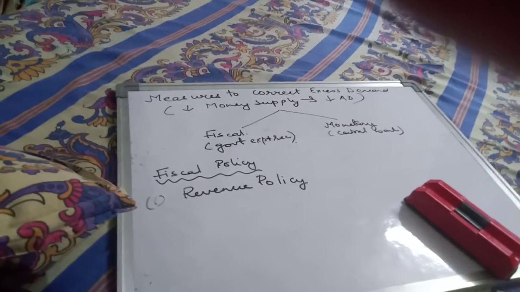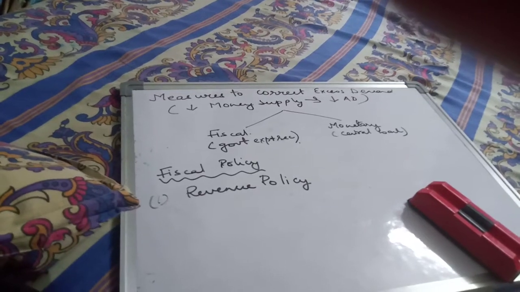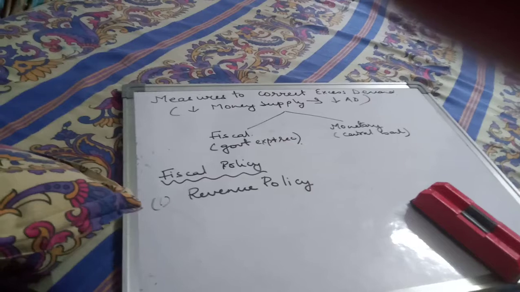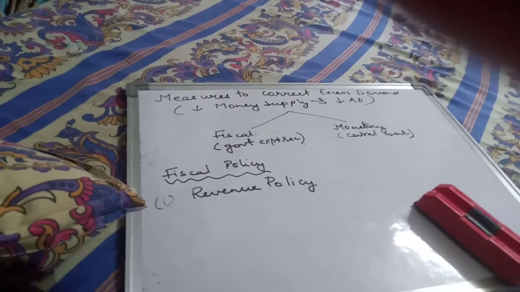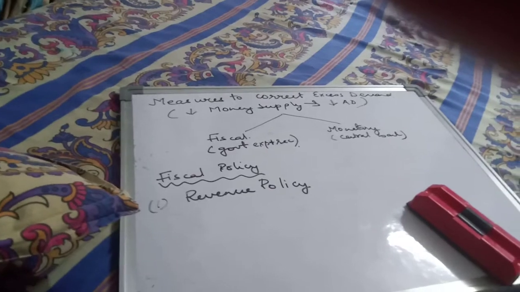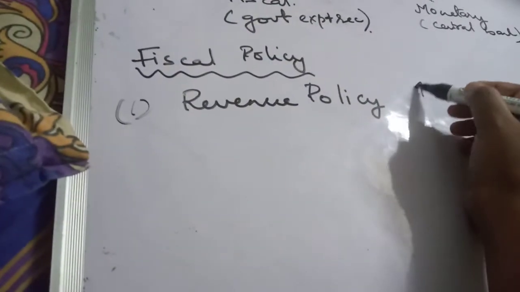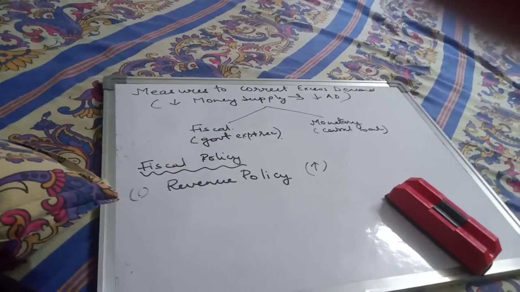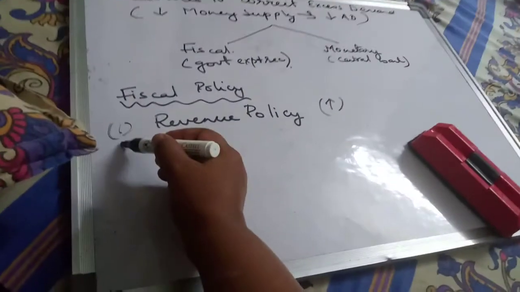So during excess demand or inflation, the government should raise the rates of all taxes. This will reduce the purchasing power of the taxpayers, and hence the effective demand of the economy will fall. So all taxes will be increased during inflation or excess demand.